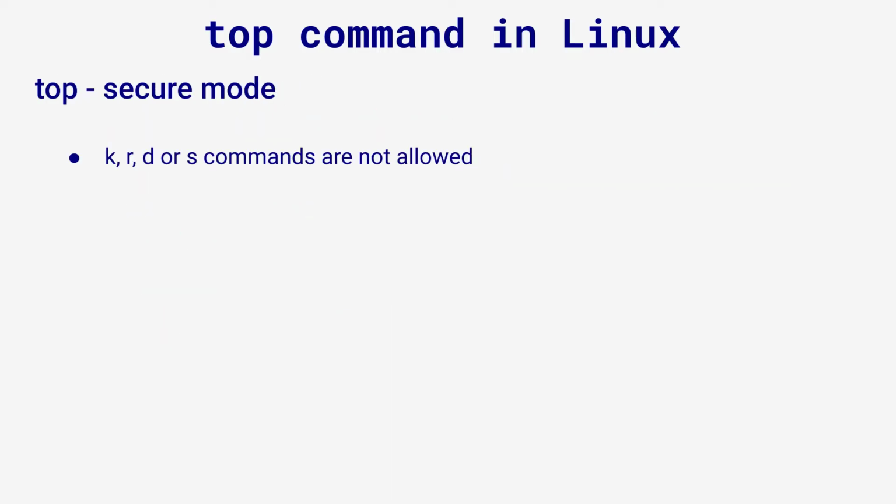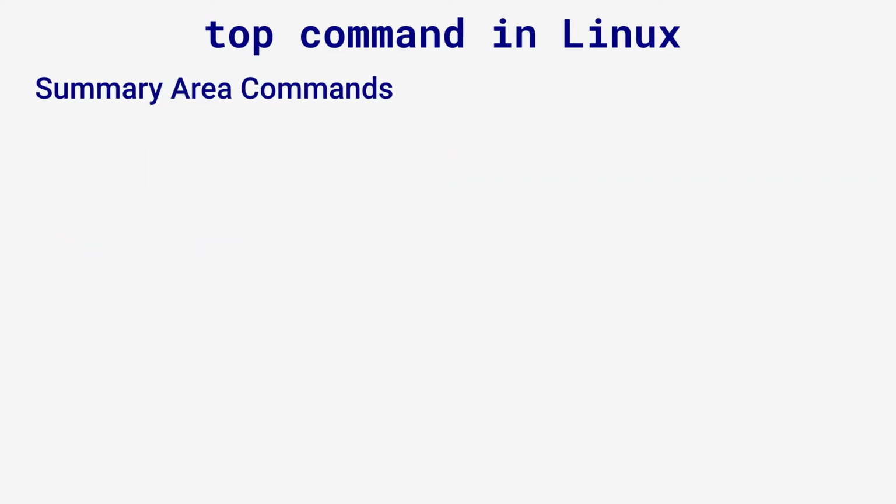In secure mode, 3 top commands are not allowed. These are K to kill a task, R to renice a task, D or S to change the delay or sleep interval. By default, secure mode is not in operation. To enforce system-wide operation of secure mode, add a line with single character S in file /etc/toprc.